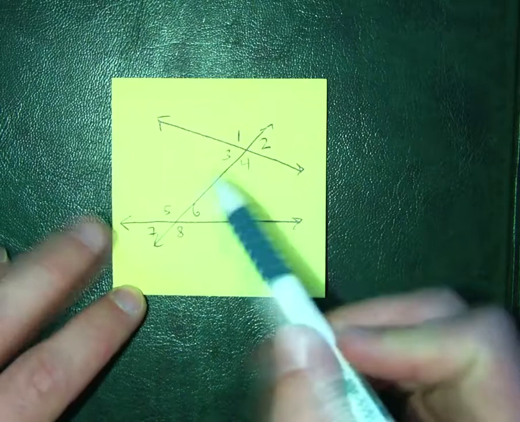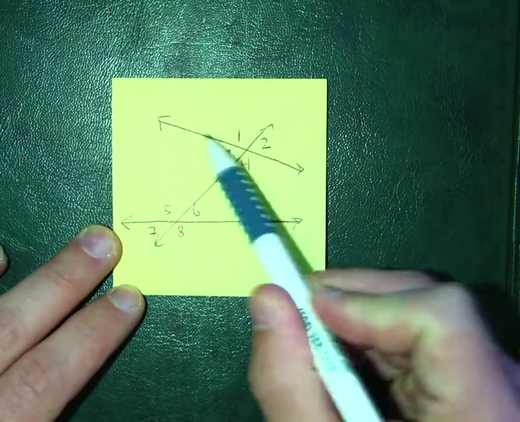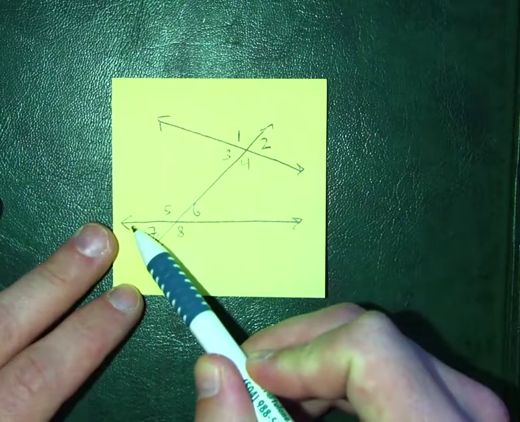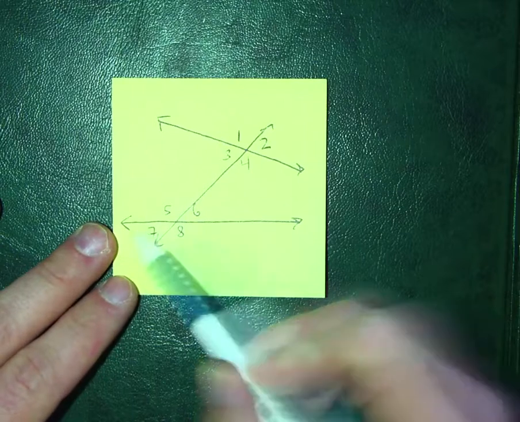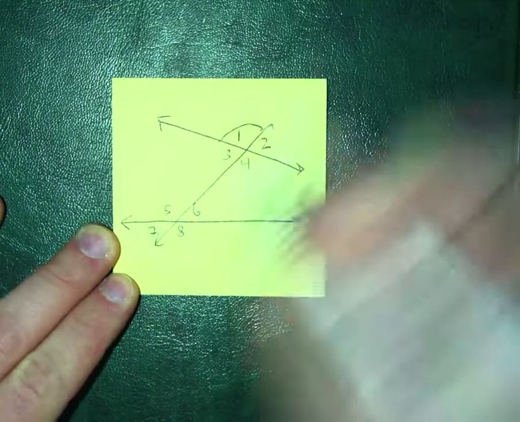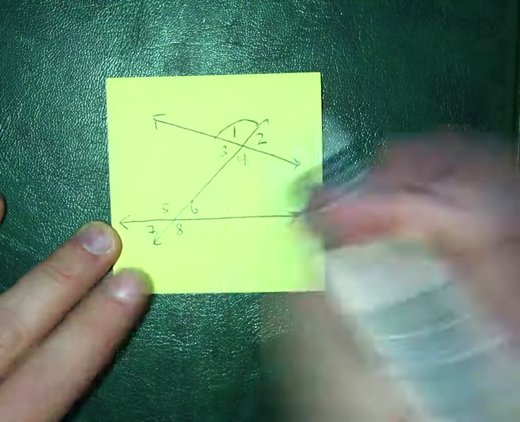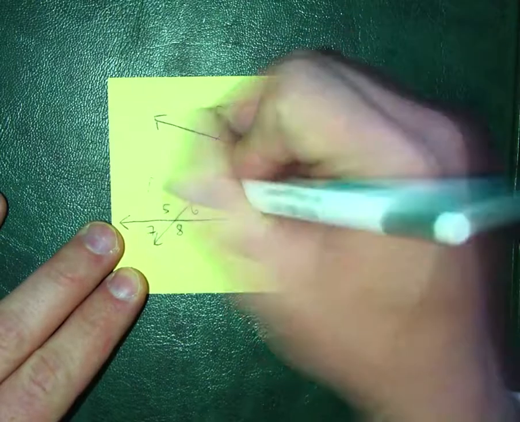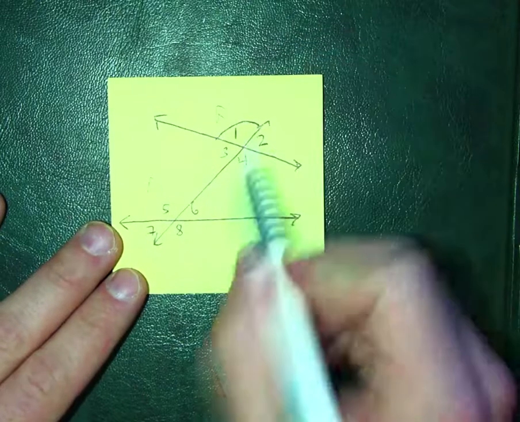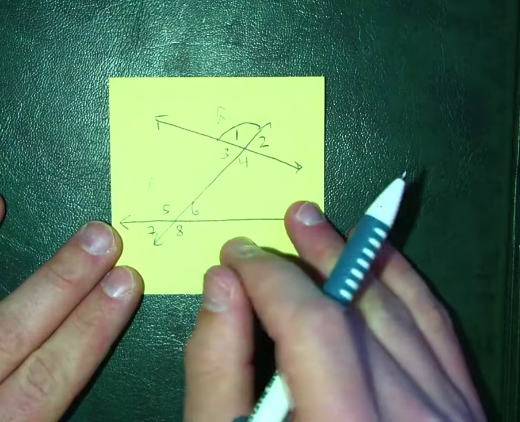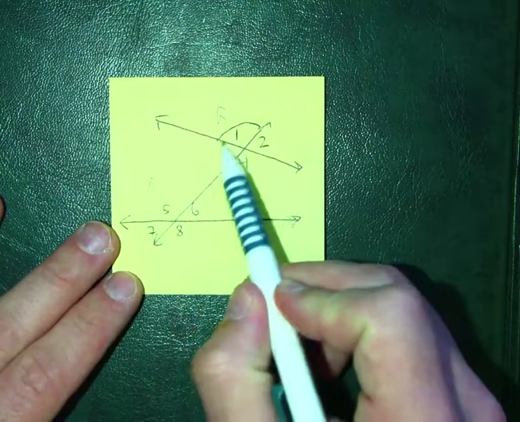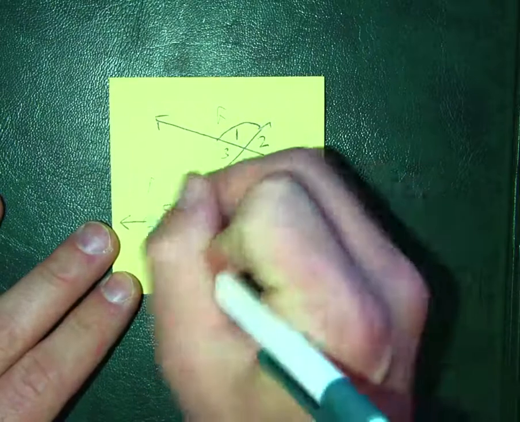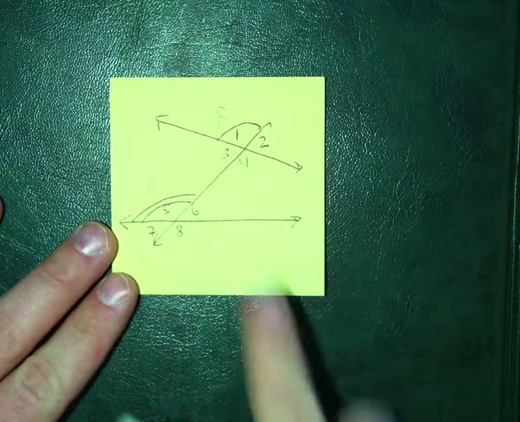Take a look. Transversal. These lines are not parallel. Let's look at corresponding angles. Look at angle 1. Now look at angle 5. They correspond. They're both in the upper left. Are these congruent? Are they the same measure? No, you can see this one is smaller than this one. This one here is much bigger.